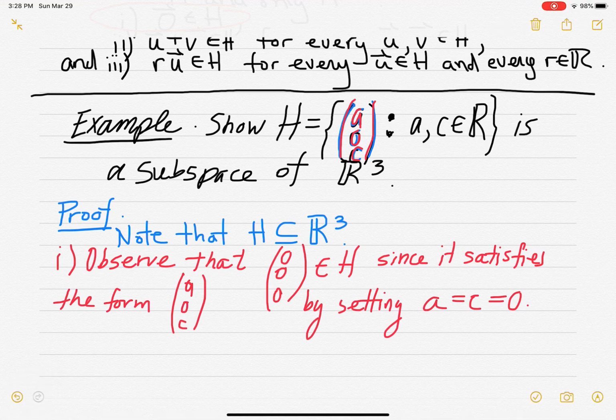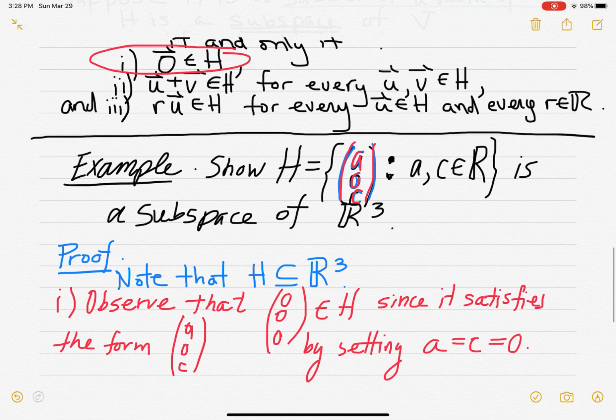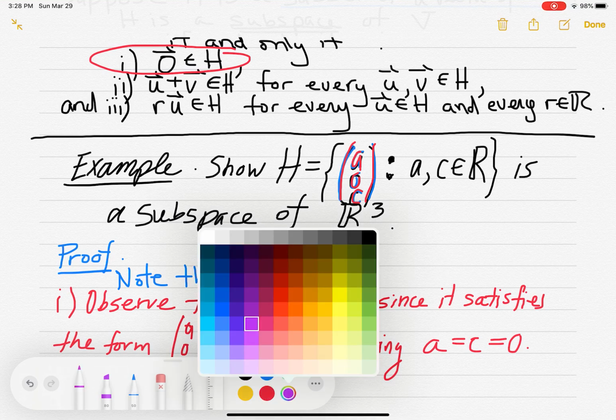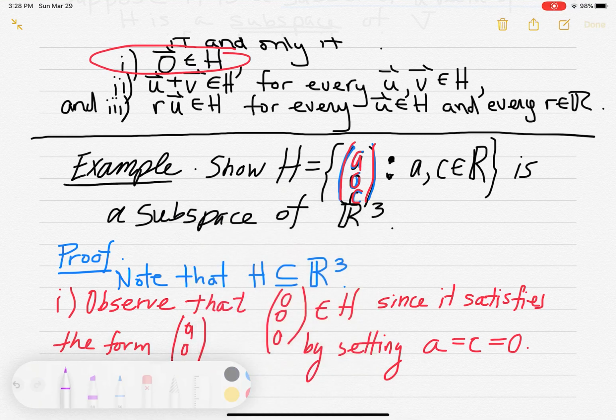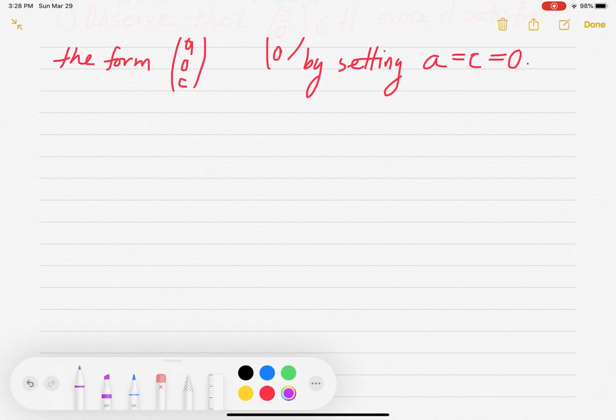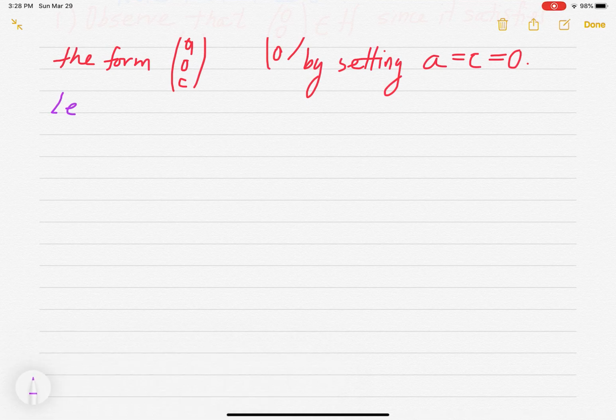So the first big step is done. Before we do the second and the third step, you always want to set things up properly. Let me show you how to set things up. So what you're going to do is scroll down and say, let U and V be vectors in H, and let R be a scalar, a real number. We're not doing 2 and 3 yet, we're preparing for it.